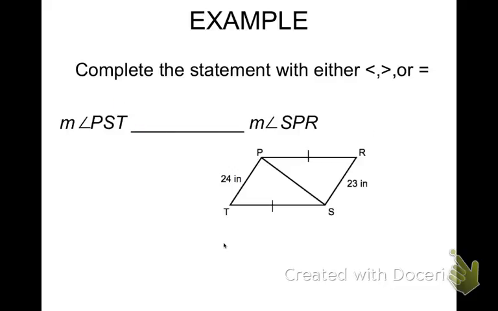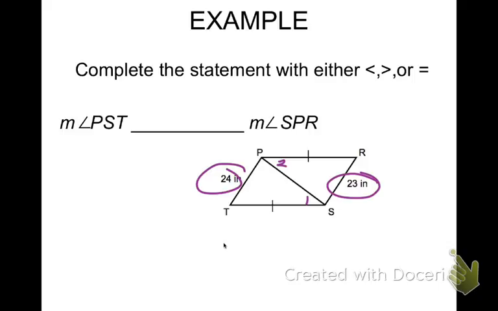Do we have two congruent sides? Yes, we've got this and this. We've got the reflexive property. So now let's look at the actual side lengths. Which one's the larger number? 24 is definitely larger than 23. So I'm going to label it 1 and 2 to make life easy first. So which is going to be the larger angle? Angle 1 or angle 2?